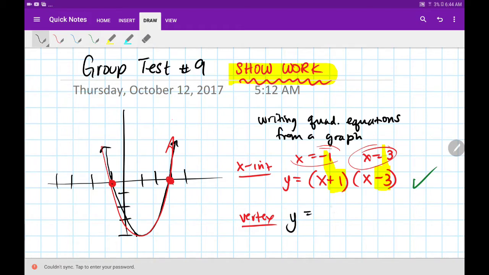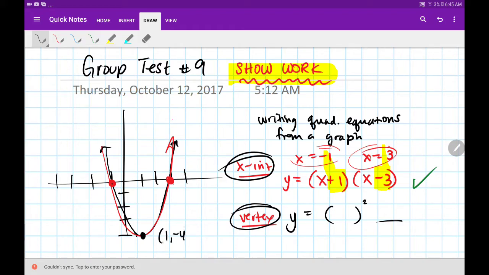So for vertex form, we have an inside guy squared and we have an outside guy. So what goes inside? Well, you need to actually find your vertex first, just like here we found our x-intercepts. So let's highlight our vertex, okay? It's here at +1, -4. Well, how would I have gotten that 1 for my x value? Think back, don't we always flip the inside number? So that should be x minus 1. Then how would I get this -4 for my y value? Oh yeah, we keep the outside guy. See if you remember that.